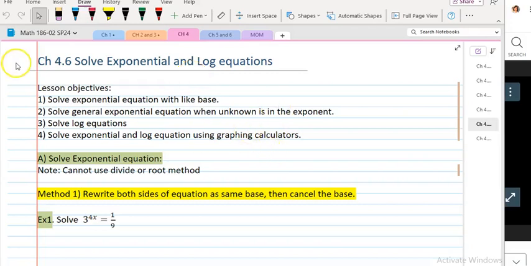Hello, pre-calculus student. This video is for chapter 4.6, solve exponential and log equations. This is the skill that is essential for solving log and exponential word problems.